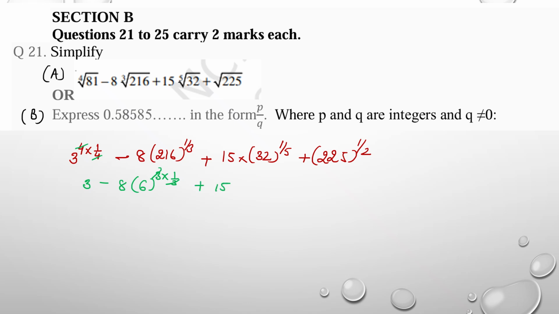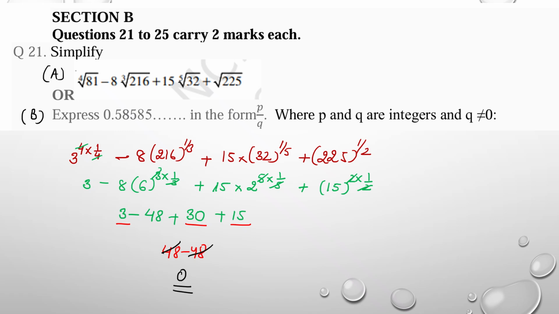Plus 15. अब 32 को हमें कैसे लिखना है? Something raised to the power 5. So this is 2 raised to the power 5 into 1 by 5. So 5 cancel. 225 is a perfect square. 15 raised to the power 2. Similarly, this 2 cancel. 3 minus 8 into 6, 48. 15 into 2, 30. 15. Now add all positive numbers. 30 plus 15, 45 plus 3, 48. 48 minus 48, this is 0.